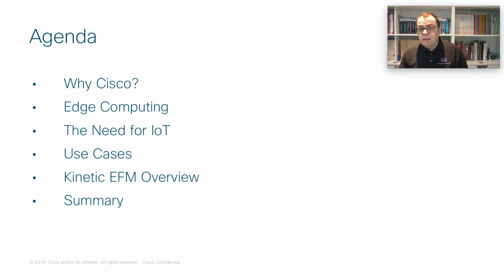So let's get started with an agenda. We are going to cover today why Cisco, what is edge computing, what the needs for IoT are, and what use cases we see with fog computing. I would like to grasp why it makes sense to do fog computing and in which cases it makes the most sense. I would like to do an overview of Kinetic, and it's going to be just an overview. The technical videos are going to come later, and then we're going to finish with a summary.